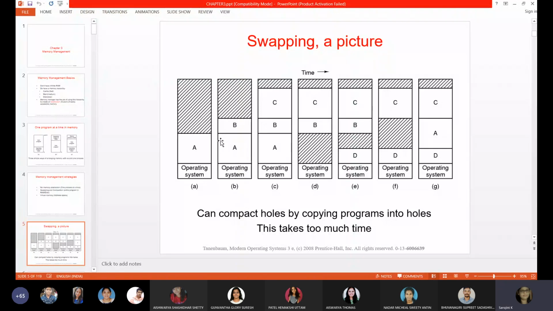So what we can do is pull all the processes down and put all the free spaces on the top, or either way. That means all the stored processes should go contiguously in one location, and all the free spaces should be contiguous in the main memory. Keeping all the free spaces together is called compaction.